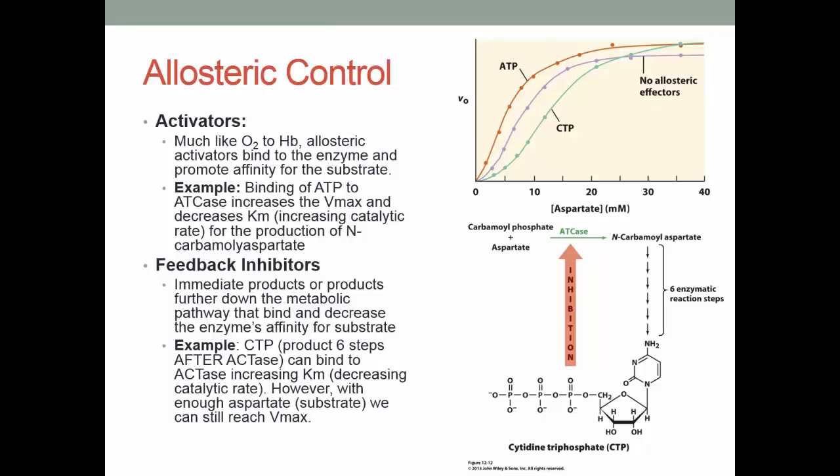Feedback inhibitors can either be direct products or products further down the metabolic pathway that can bind and decrease the enzyme's affinity for the substrate, therefore slowing down the entire metabolic pathway. For example, CTP, which is a product six steps after ATCase, can bind to ATCase, increasing the Km. However, because this is a type of competitive inhibition, if there is a buildup of aspartate, which is the substrate for ATCase, we can overcome this inhibition and still reach Vmax.